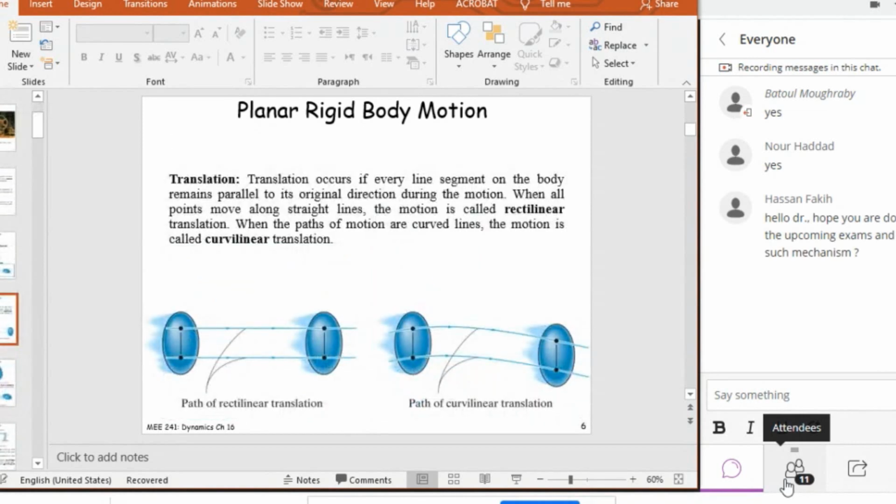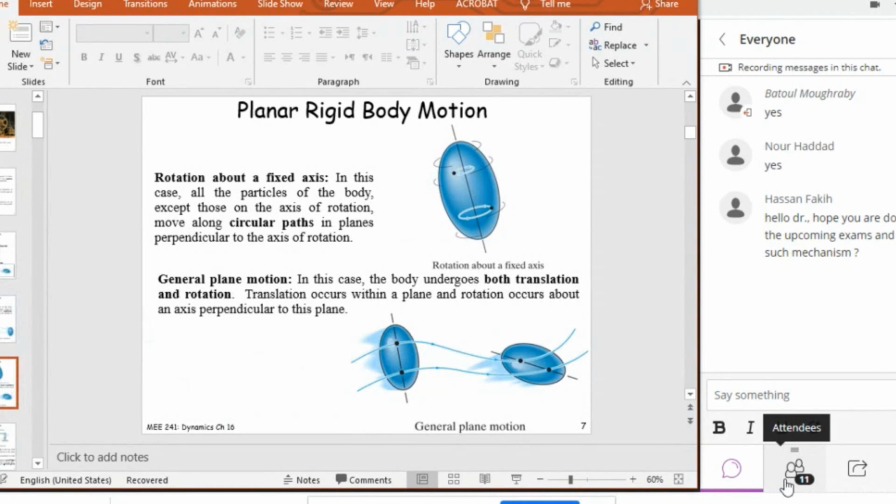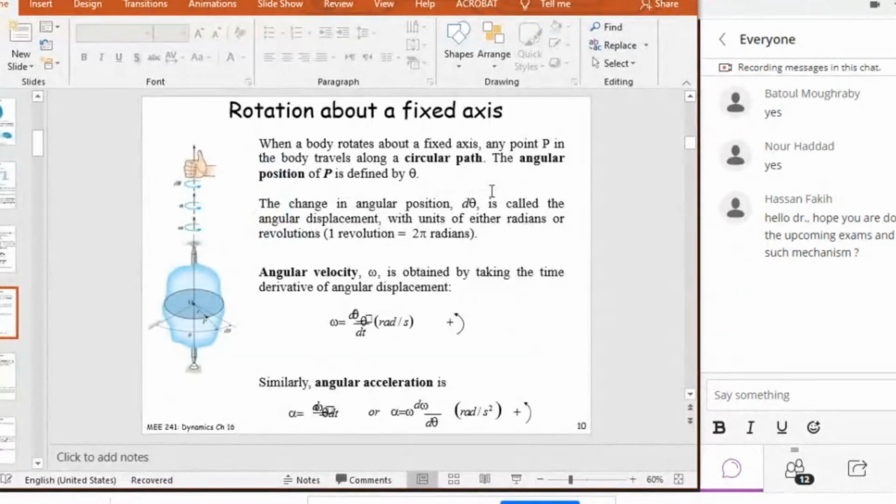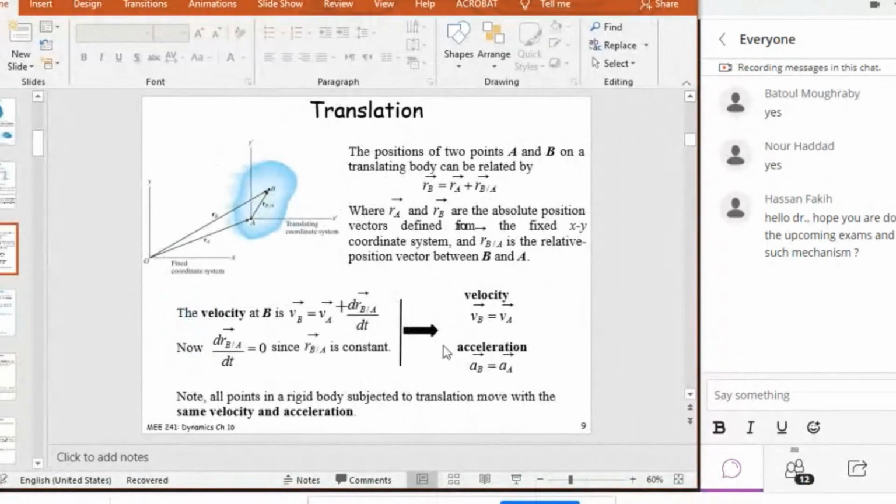Now, if I have a general plane motion, in this case, I'm going to have a rotation as well as a translation. And guys, the key to solve such a problem is to apply the relative position or the relative velocity, because from the relative velocity, which is here, for example, VB is equal to VA plus dRBA over dt, I can find, in fact, two equations and two unknowns, because I can translate this equation into i and j.